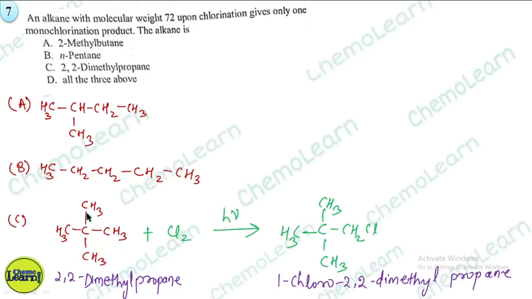But in case of 2,2-dimethylpropane, it has 4 identical positions for chlorination. So it will form only one monochlorination product, that is 1-chloro-2,2-dimethylpropane.